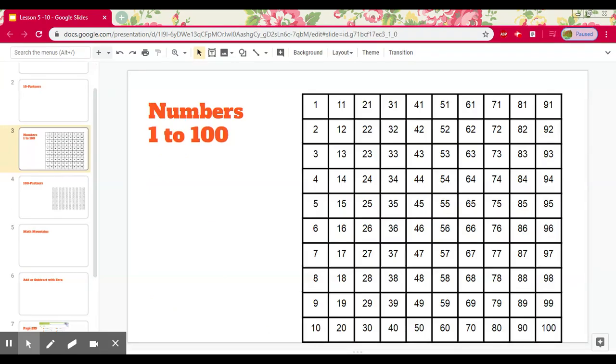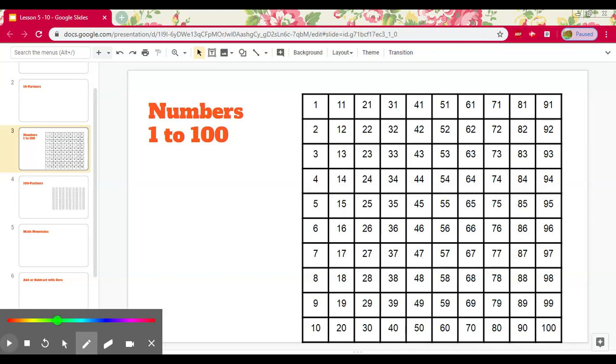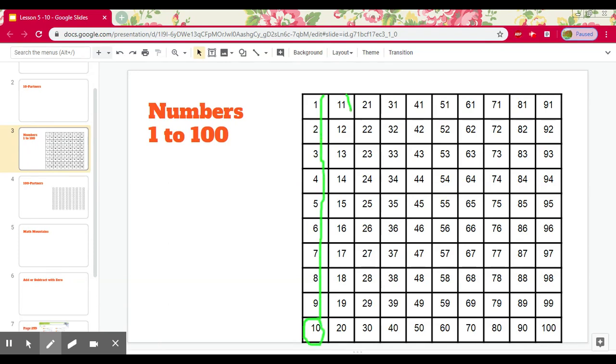If we wanted to know how many tens are in 100, we can use a 100 grid. A 100 grid shows the numbers from 1 to 100. Please count by tens with me as I mark off each column. 10, 20, 30, 40, 50, 60, 70, 80, 90, 100.